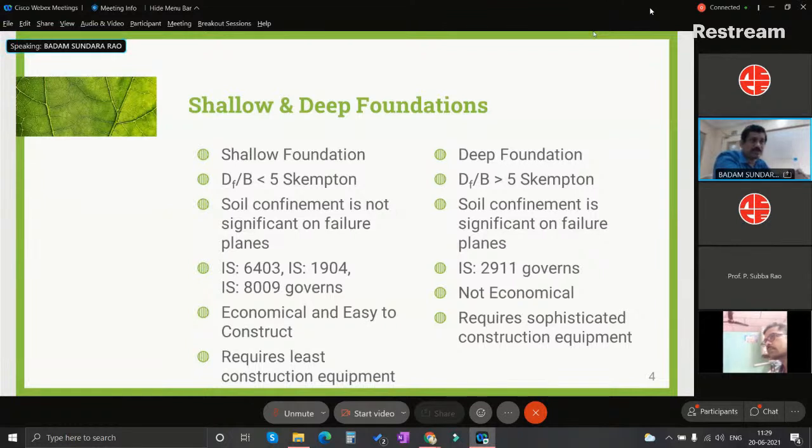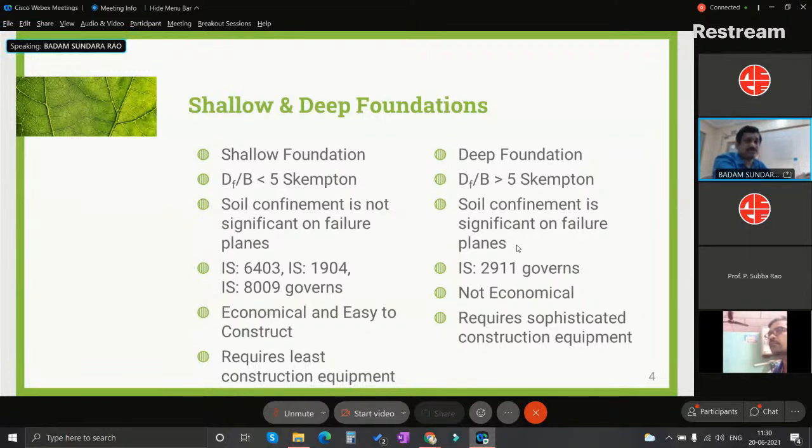Regarding the code provisions, these are mandatory. Not only in India, for any country, there are certain governing codes. For Indian conditions, we have different codes like IS 6403, IS 1904 and IS 8009. These codes govern not only the bearing capacity; IS 8009 gives the settlements of foundations, IS 1904 also gives the permissible limits from the settlement point of view, and IS 6403 gives the bearing capacity development and evaluation.